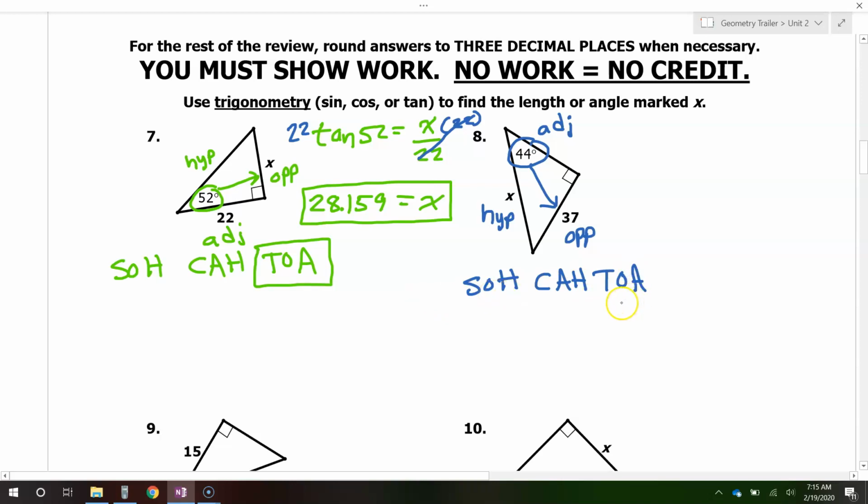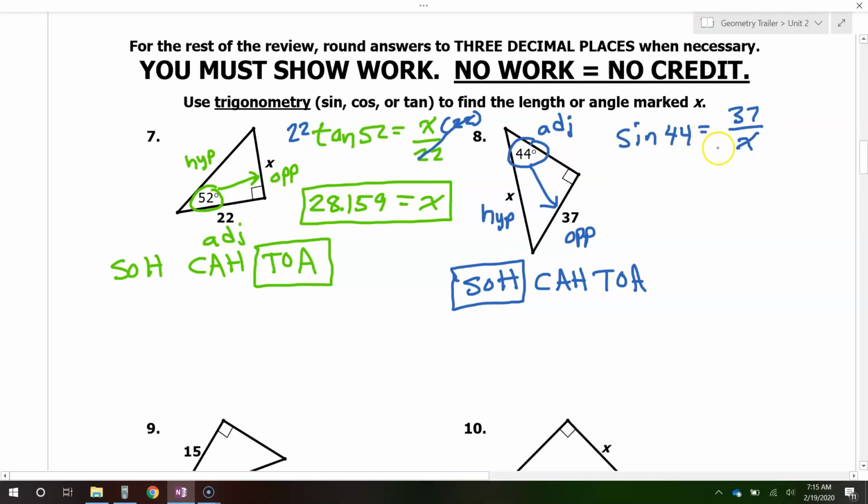Which one are we going to use? Look at the sides. We have x here and 37 here. That's opposite and hypotenuse. So that tells us to use the sine function, which involves opposite and hypotenuse. Specifically, sine of the angle that we circled is equal to opposite over hypotenuse. So that's 37 over x.